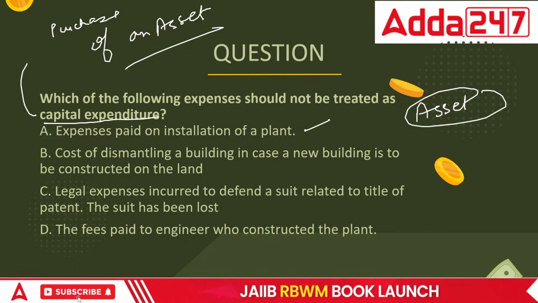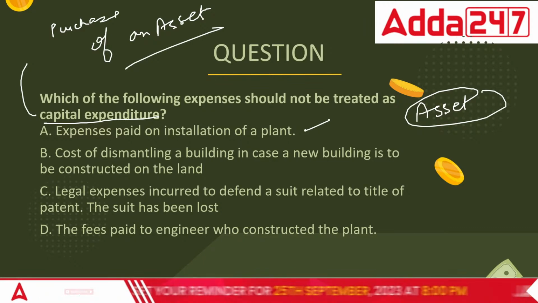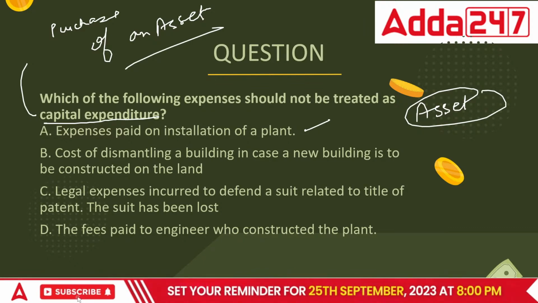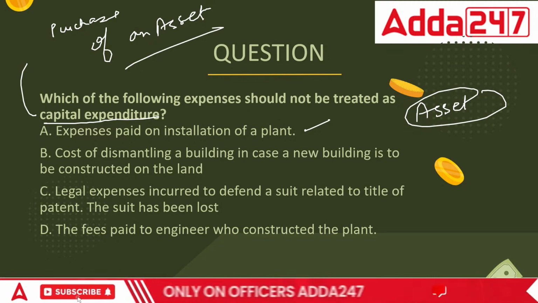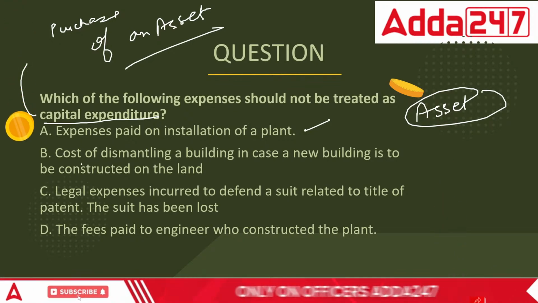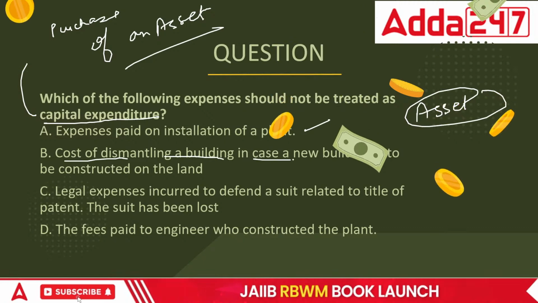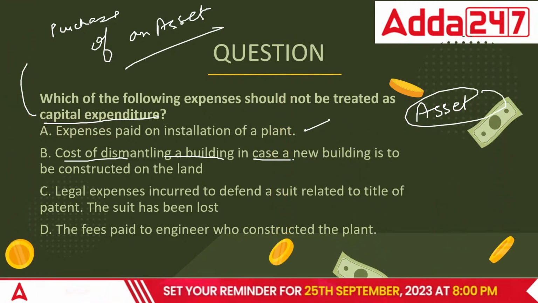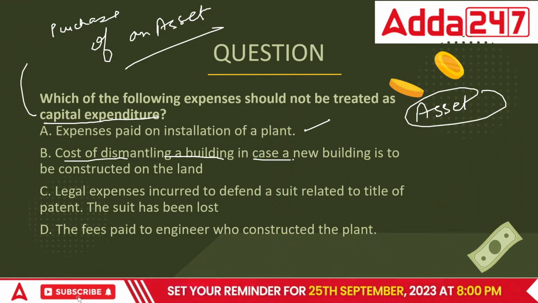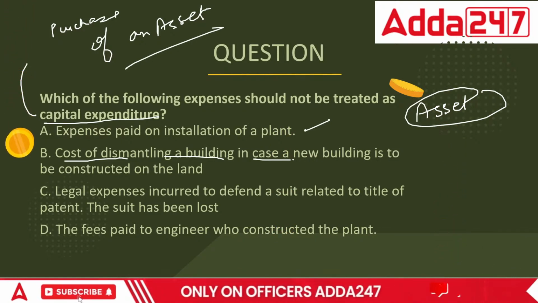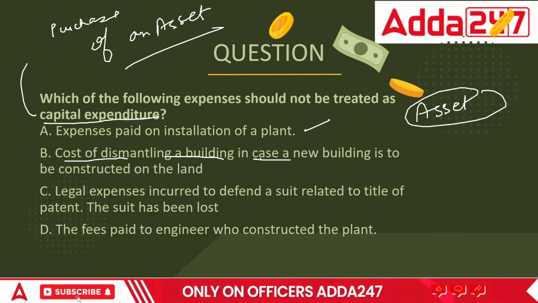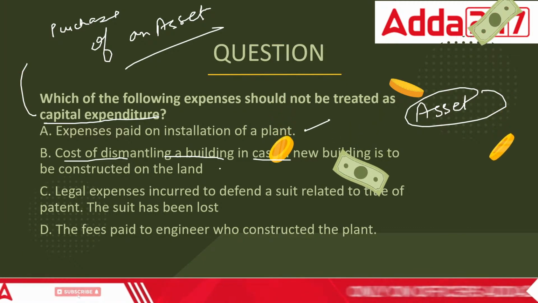When we talk about capital expenditure, what's going to be the correct answer? When I look at the question, cost of dismantling a building. You are dismantling a building. Without dismantling, can you build another building? Impossible, no? That means in this case, the cost of dismantling is also there. It's also a positive point.